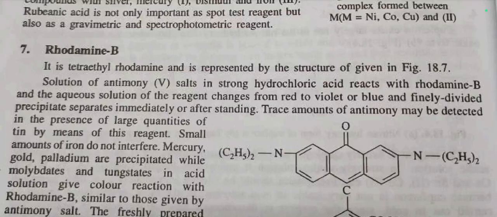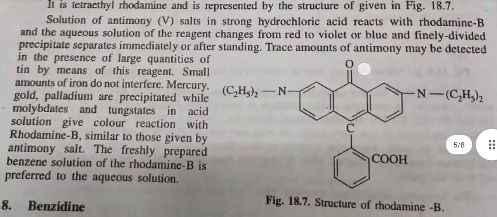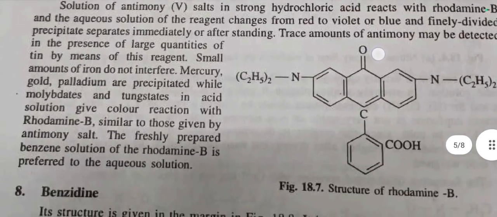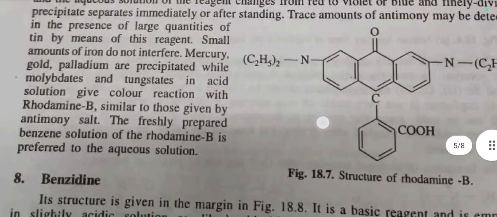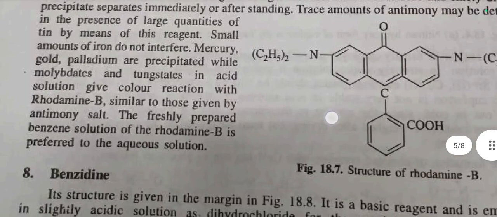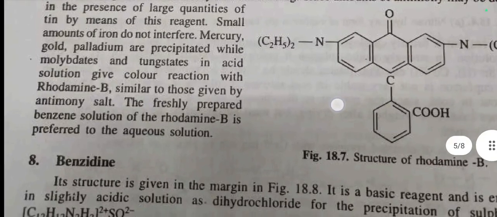Mercury and palladium are precipitated, while molybdates and tungstates in acid solution give color reactions with rhodamine B similar to those given by antimony salt. The freshly prepared benzene solution of rhodamine B is preferred to the aqueous solution.